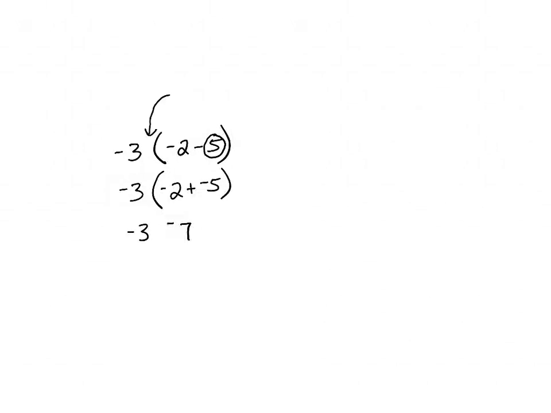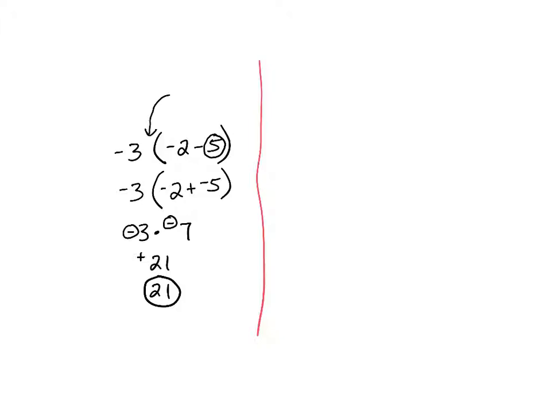And I'm going to multiply that by a negative 3, and I'm going to put a dot there to show multiplication. So now I have a negative 3 times a negative 7. The signs are the same. When the signs are the same, I know my answer is going to be positive when I'm multiplying. So my final answer to this is a positive 21, which I would probably just write as 21.